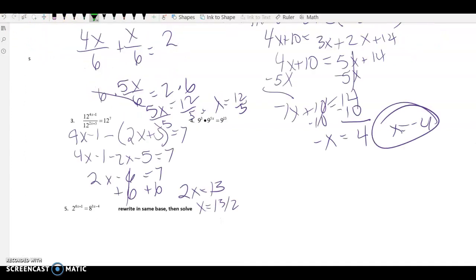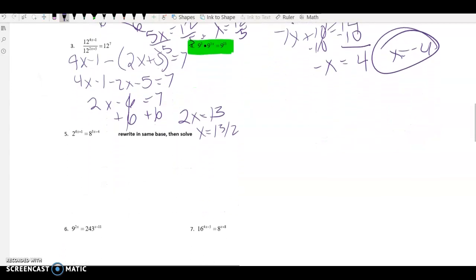All right, so for number 4, I'm going to have you guys do number 4. Remember, we have the same base for this one and we're multiplying. So what was my rule with that? Well, if I'm multiplying exponents, I add them together. So I want you guys to think about that and solve for x on your notes.